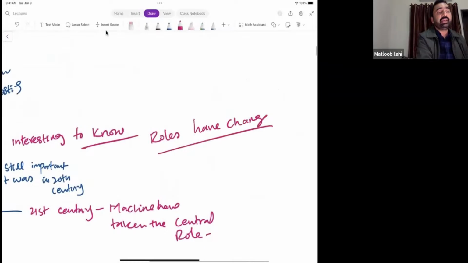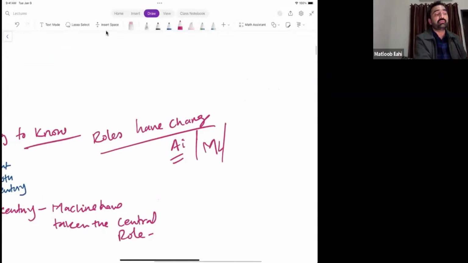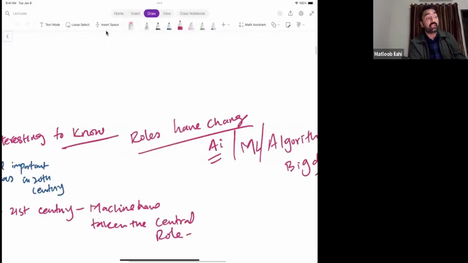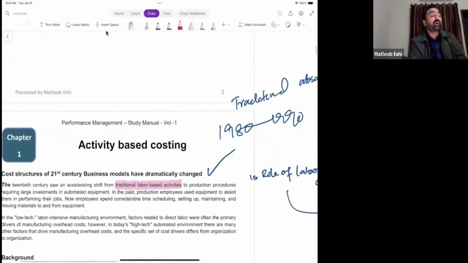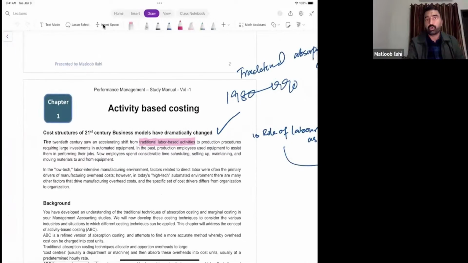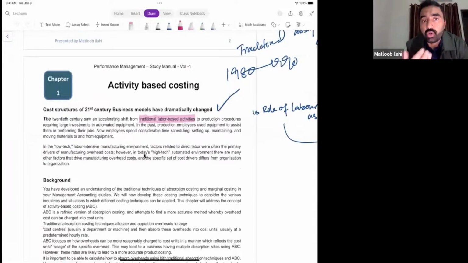Today we are talking about AI, artificial intelligence. We are talking about machine learning, algorithms, and big data. So all these are the new things that are taking the role. So the point is that conventionally, the labor-intensive jobs have been replaced by machines. Production procedures now require more automation.